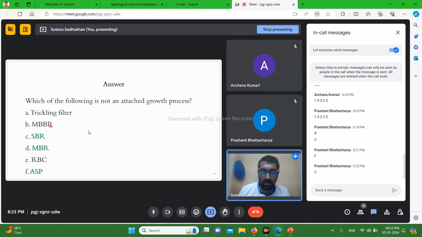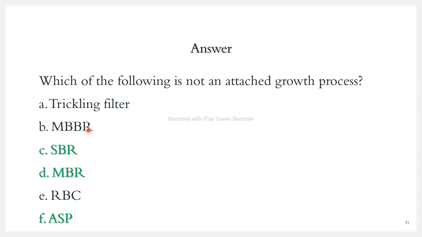MBR is also not an attached growth process. Attached growth process means what? The microbes, or the microbial colony present in the water for the treatment, are not attached on the surface of the equipment. Simple. So you will see that in RBC, MBBR, or trickling filter, in all the cases, the microbial population is actually attached on the equipment surface. But in SBR, MBR, and ASP, they are not. In ASP, there are microbes, but they are continuously recirculating in the system. They are not attaching to a particular part of the equipment, right?